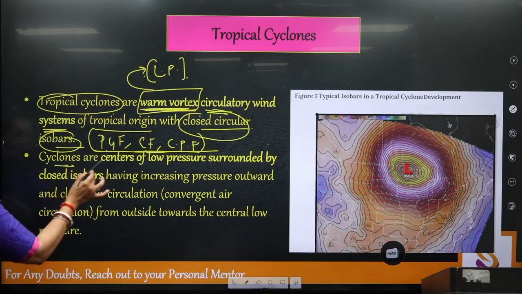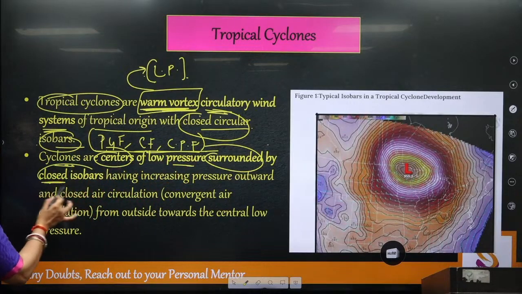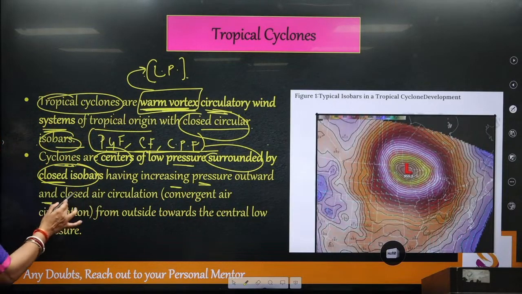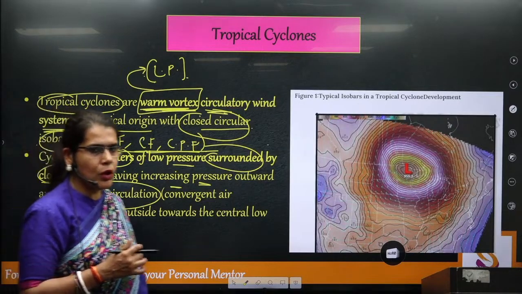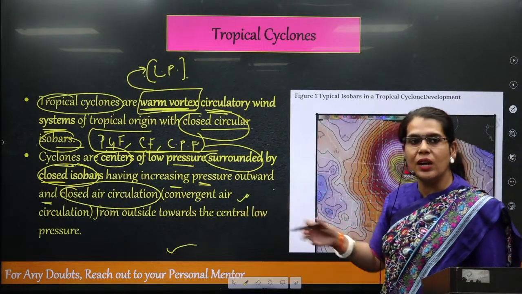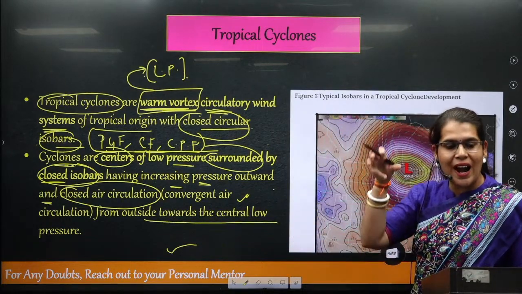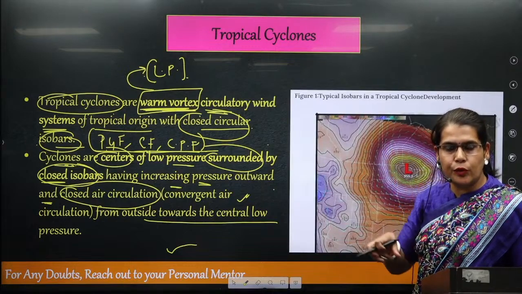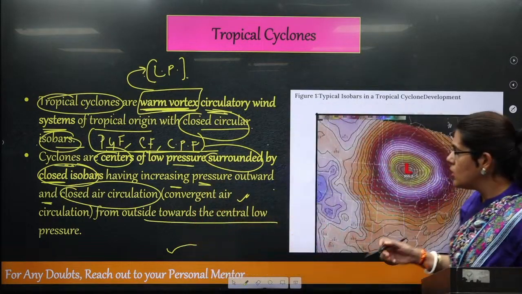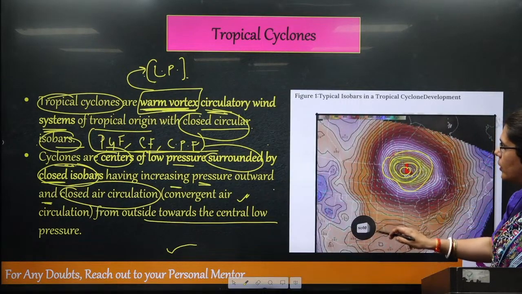So cyclones are nothing else but centers of low pressure surrounded by closed isobars having increasing pressure. Hence there is a pressure gradient outwards and closed air circulation, because the air is converging in the interiors of the low pressure center. So convergent air circulation from outside towards the central low pressure gives it the pressure gradient force, resulting in the cyclonic motion of the air. Simple as that. Hence we have these circular isobars.